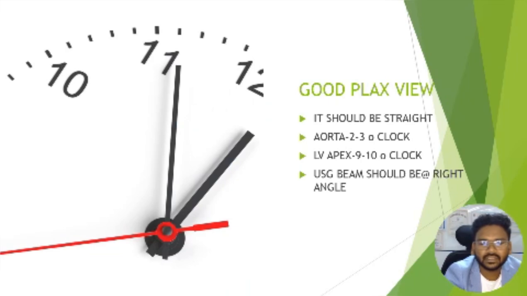So there are some points for a good parasternal long axis view. It should be straight, and the aorta should be at the 2 to 3 o'clock position, and the left ventricle should be at the 9 to 10 o'clock position, and the USG beam should be at a right angle.